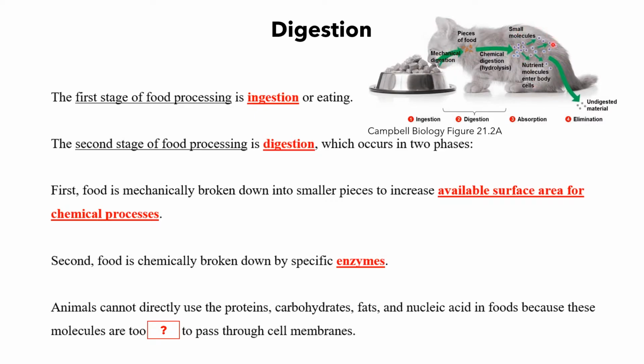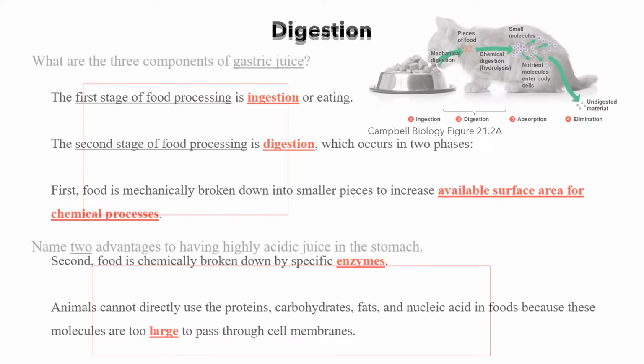We need these to become very small molecules once they hit our intestines so that they can be absorbed back into the body, and that the undigested material will mostly contain material that we could not take up. And so returning to our list of digestive processes, we can see that animals cannot directly use proteins, carbohydrates, fats, and nucleic acids in foods because they're too big. All right, they're going to be too large, and so they won't be able to pass through the cell membranes for absorption, and that's why we need this mechanical and chemical digestion.